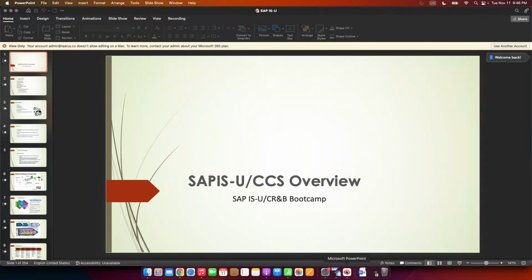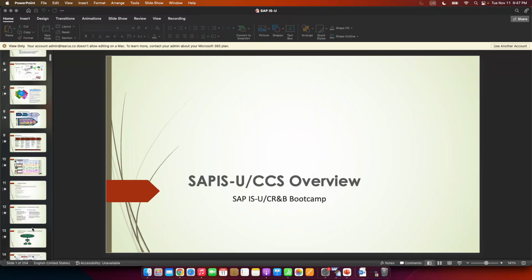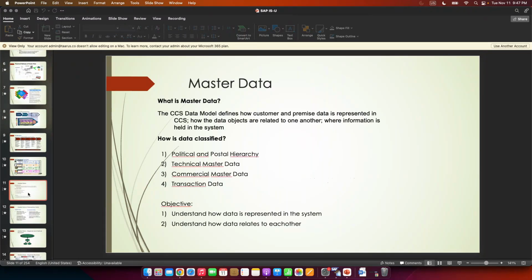Okay, so in the previous session, in our demo, we discussed how a utility industry looks like and what business processes and different modules we have. In today's session, we'll be discussing the data that we maintain in SAP, how the data has been categorized, what types of different data we maintain, and the purpose of maintaining those different data sets.